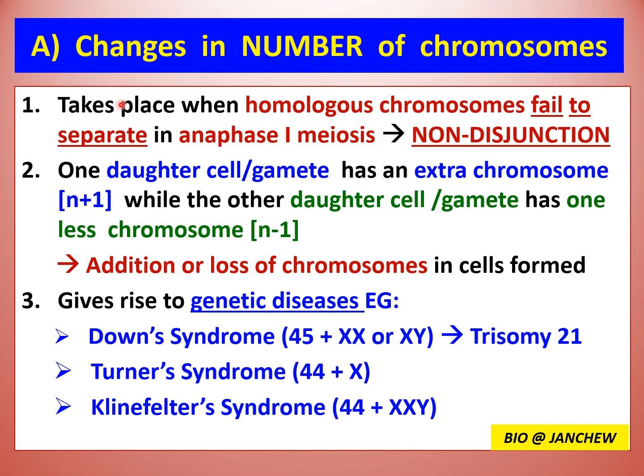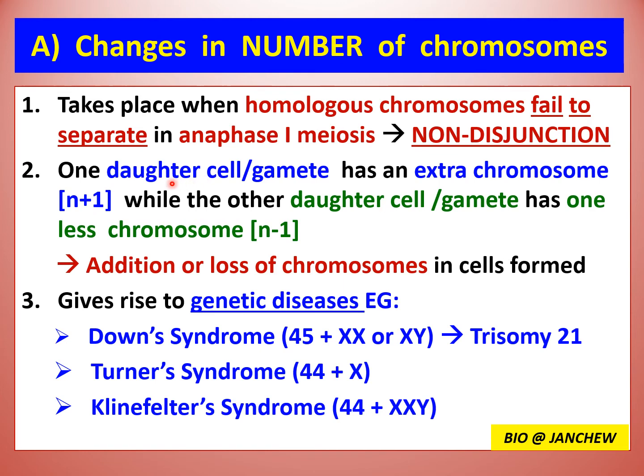So a change in the number of chromosomes can take place when homologous chromosomes fail to separate in anaphase 1 of meiosis during the formation of gametes. And this is called non-disjunction. Non-disjunction is a process whereby homologous chromosomes fail to separate and move to opposite poles during the formation of gametes, for example. So both the chromosomes will move to the same pole and be found in the same cell. So this is an abnormal condition.